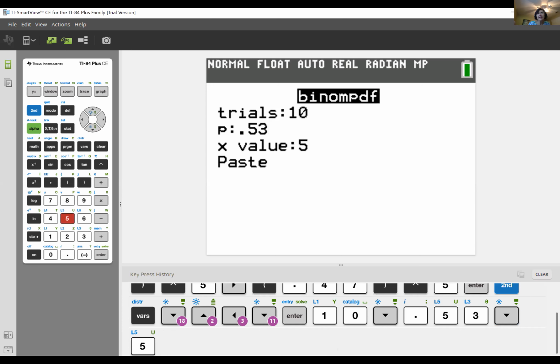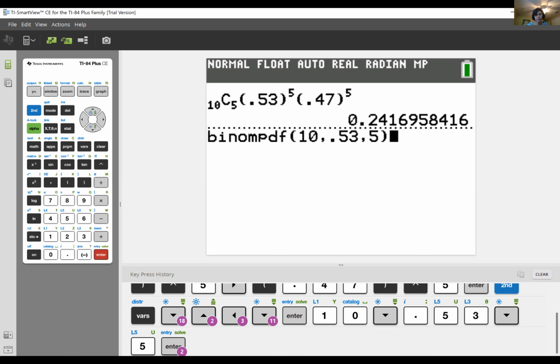And the x value is 5. Right? And I don't have to put in Q in the calculator because it can automatically calculate the Q when I tell it what the P is. It pastes it into the binomial PDF function for me. And did we get exactly the same number? Yes.